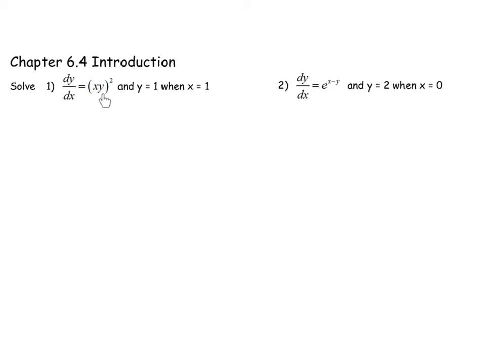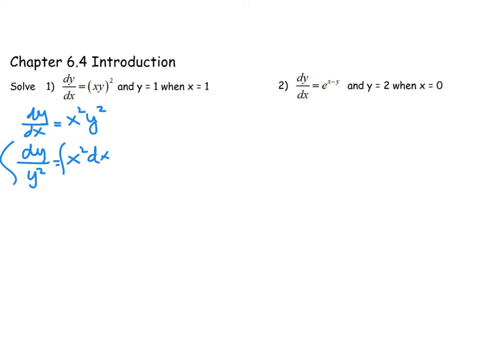So we'll start by rewriting, making it dy/dx equals x squared y squared. And then we'll separate and make it dy over y squared equals x squared dx. Now we'll integrate both sides.